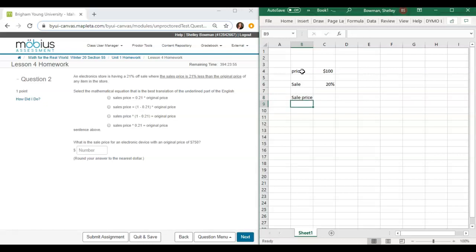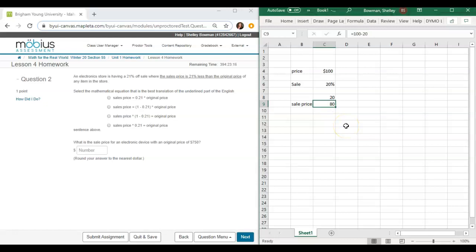Okay, so what I'm going to do is multiply the 100 times 20%, which is 0.2, which gives me $20 off of the original price. So then I take this $20 and do 100 minus the 20, which gives me this new sales price. What I'm going to pay for it will be $80.